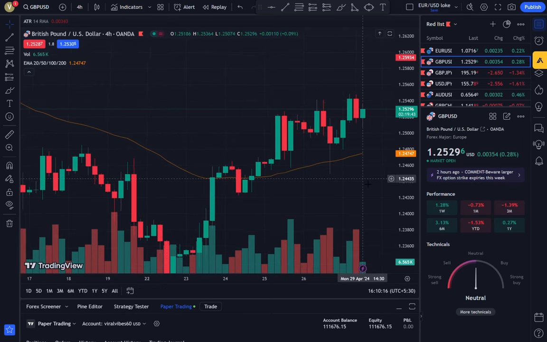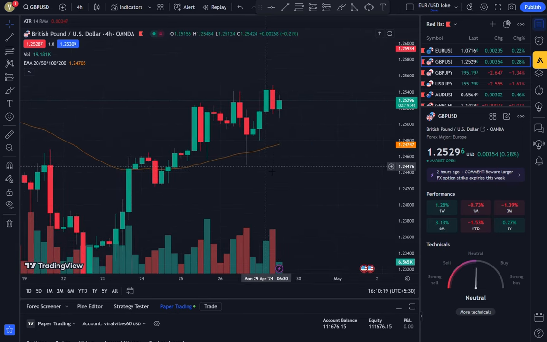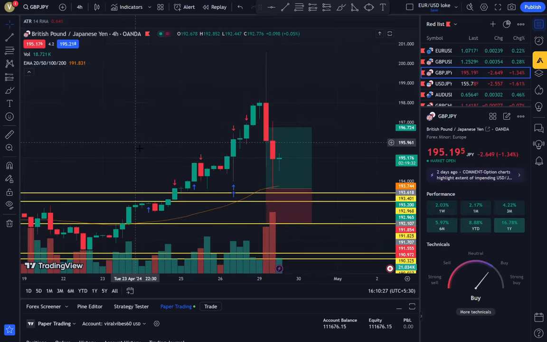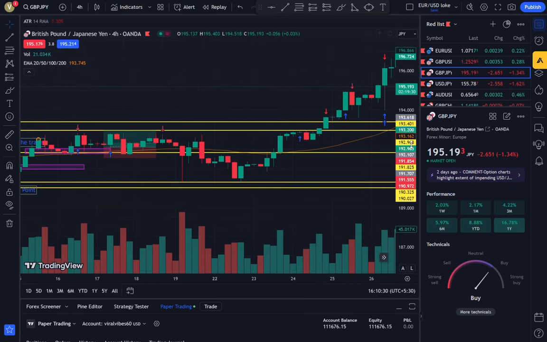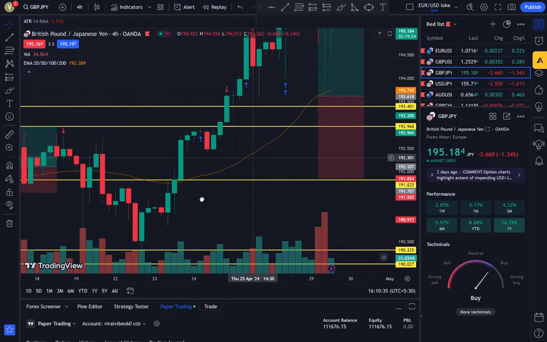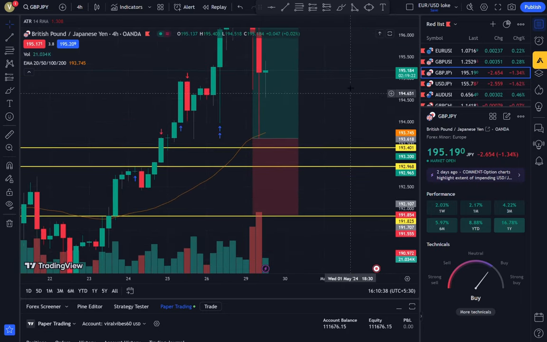I preferably use uptrends. I don't prefer using counter trends for trading. This is my personal preference, as your personal preference can be different also. And this is British pound Japanese yen. As you can see, there is so much fluctuation here as the yen is going to be a little bit weak. And this is just my prediction.